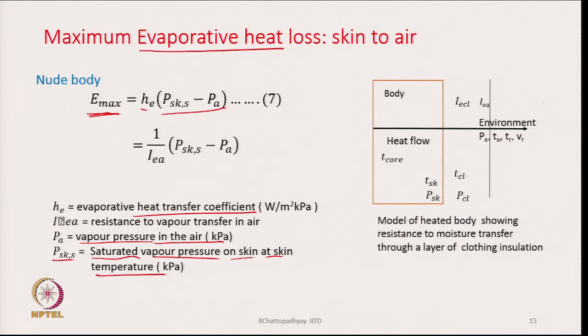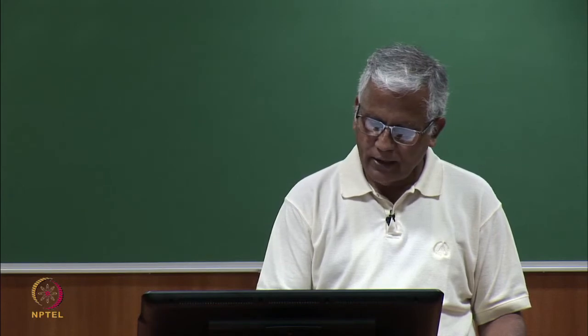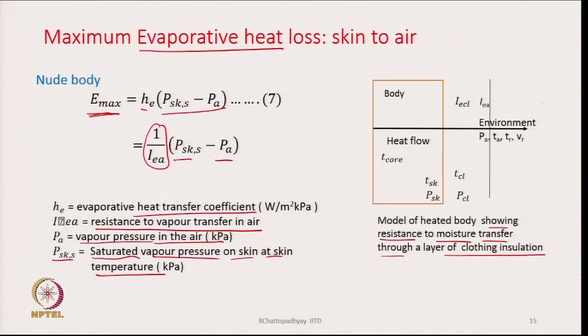So, the reciprocal of that, 1 upon HE, is going to be 1 upon IEA. IEA is resistance to vapor pressure transfer. So, HE is the heat transfer coefficient and IEA is the resistance to vapor pressure transfer. So, Emax is equal to HE into (PSKS minus PA), or 1 upon IEA into (PSKS minus PA). In this case, the picture shows a model of the heated body showing resistance to moisture transfer through a layer of clothing insulation. Now, from there, how to find out PSKS and PA? These two are important for us.